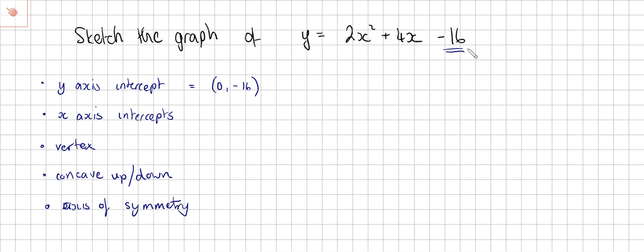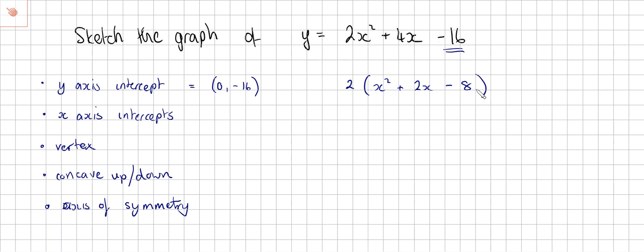The x-axis intercepts. Well, I'm going to try factorization. I could do the quadratic formula. I've seen someone do it, and I think the right answers were arrived at with the quadratic formula. But I'm going to factorize because I've said to do that. I can see there's a common factor of 2. That will help me. 2(x squared plus 2x minus 8).